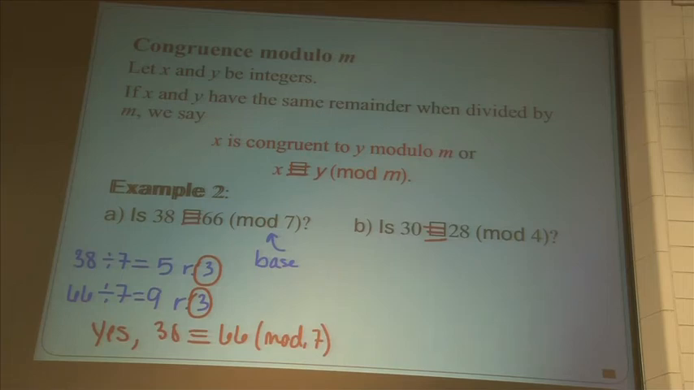So for part B, what base are we in? 4. Base 4. Modulo 4. We're dividing everything by 4. Okay? So we write it out. 30 divided by 4 gives us 7 remainder 2. And 28 divided by 4 is equal to 7 remainder 0. Since the remainders are not equal, the two numbers are not congruent. Modulo 4.